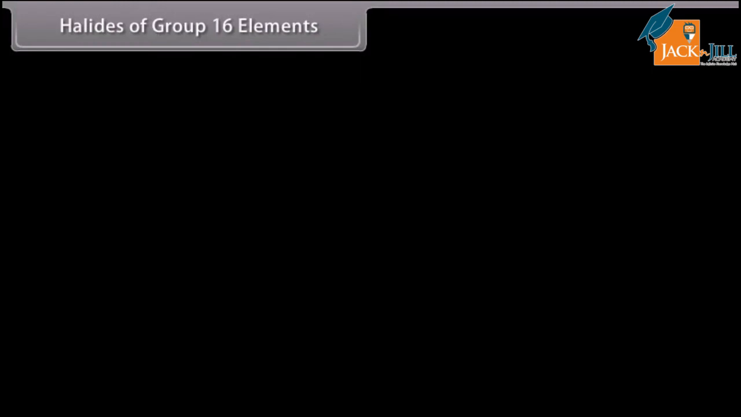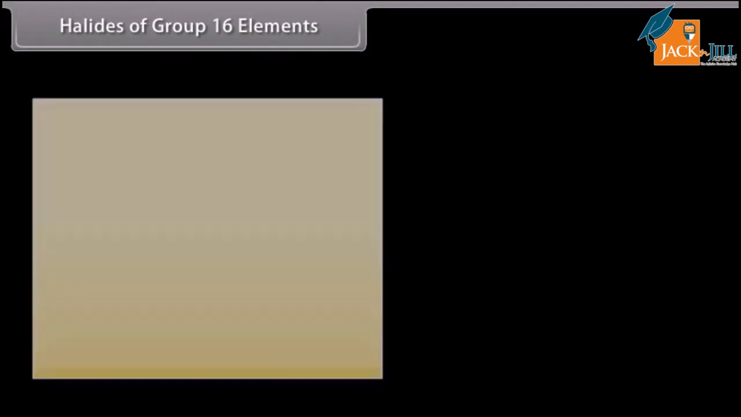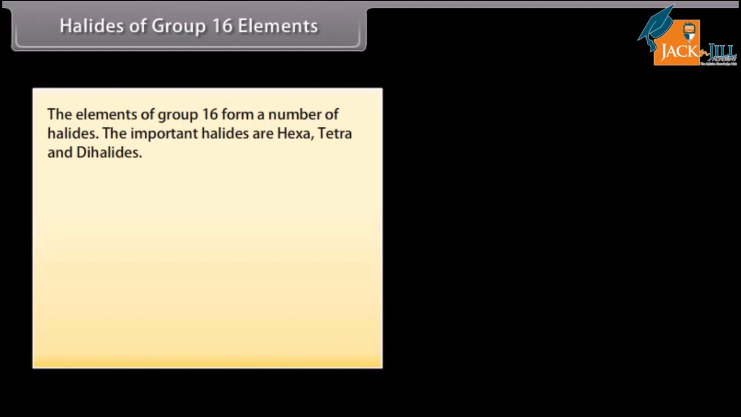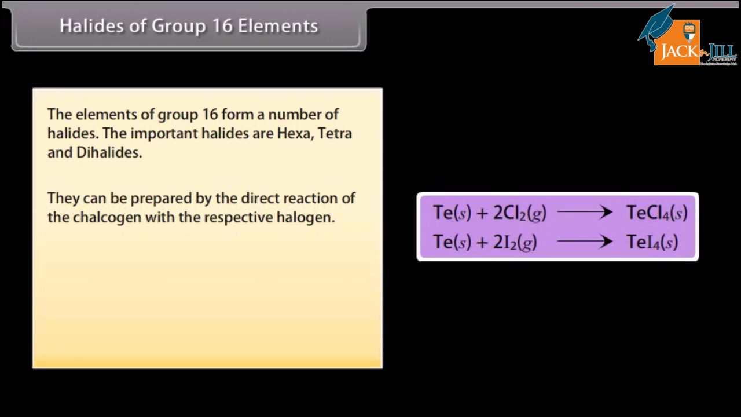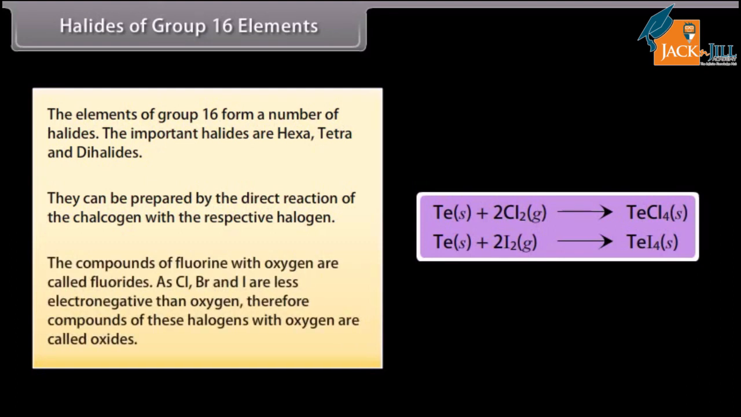Halides of group 16 elements. The elements of group 16 form a number of halides. The important halides are hexa, tetra, and dihalides. They can be prepared by the direct reaction of the chalcogen with the respective halogen. The compounds of fluorine with oxygen are called fluorides. As chlorine, bromine and iodine are less electronegative than oxygen, therefore compounds of these halogens with oxygen are called oxides.